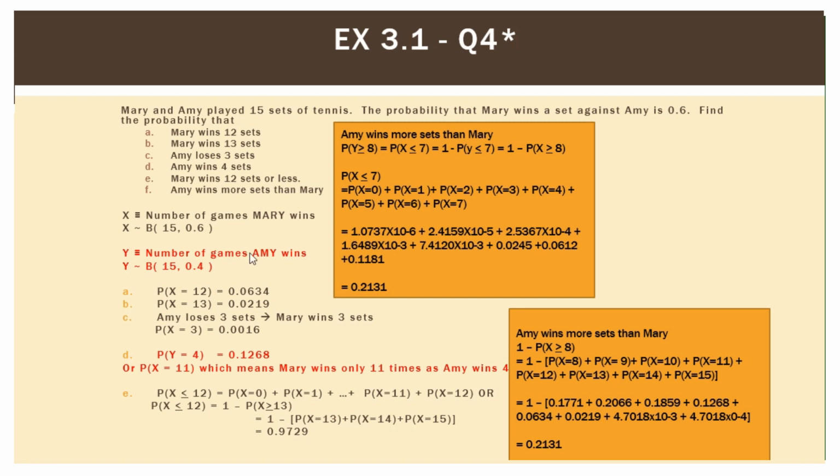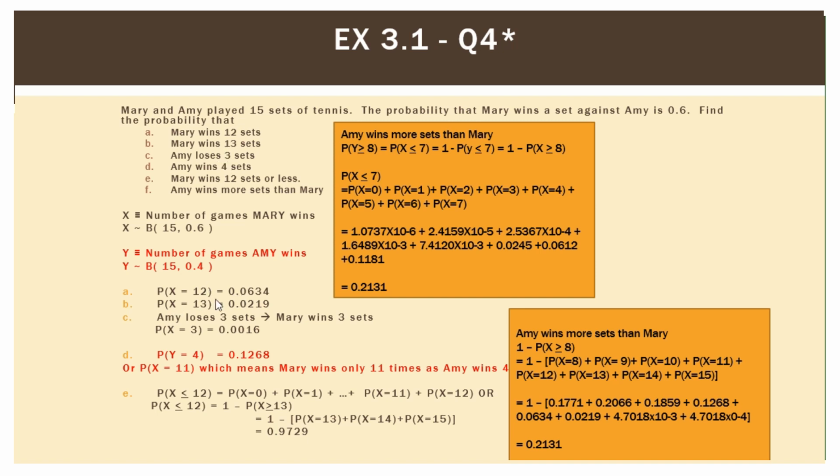Why? Number of games Amy wins. So if the probability of Mary winning is 0.6, the probability of Amy winning will be 0.4. So number of games Amy wins, Amy winning 0.4, they are matching. So the first one is easy. X is equal to 12. Then you just put it into the formula. You will get the answer.